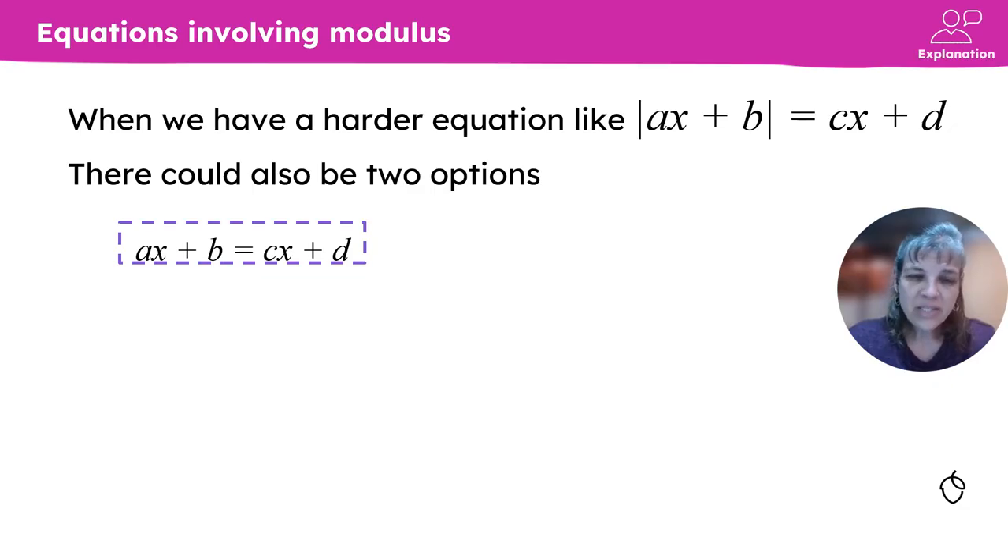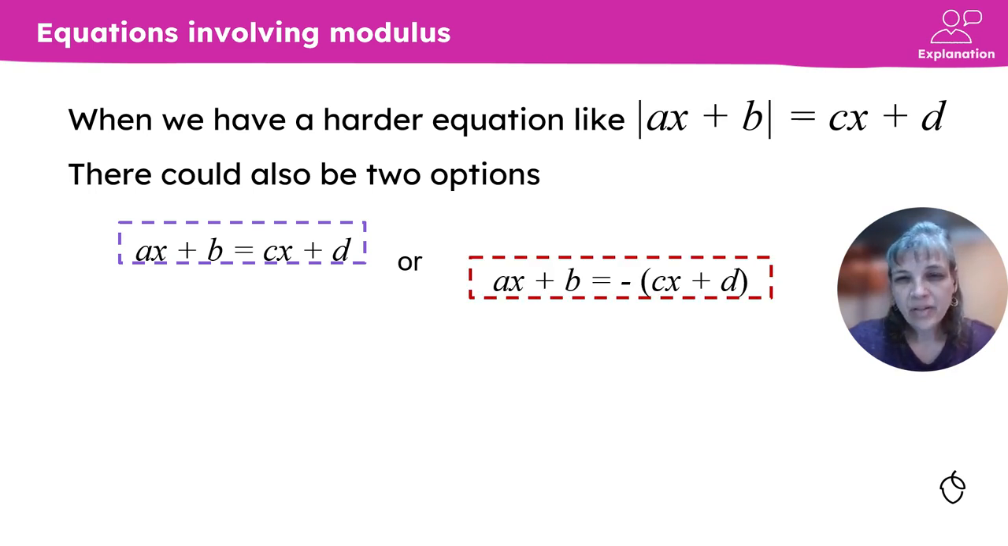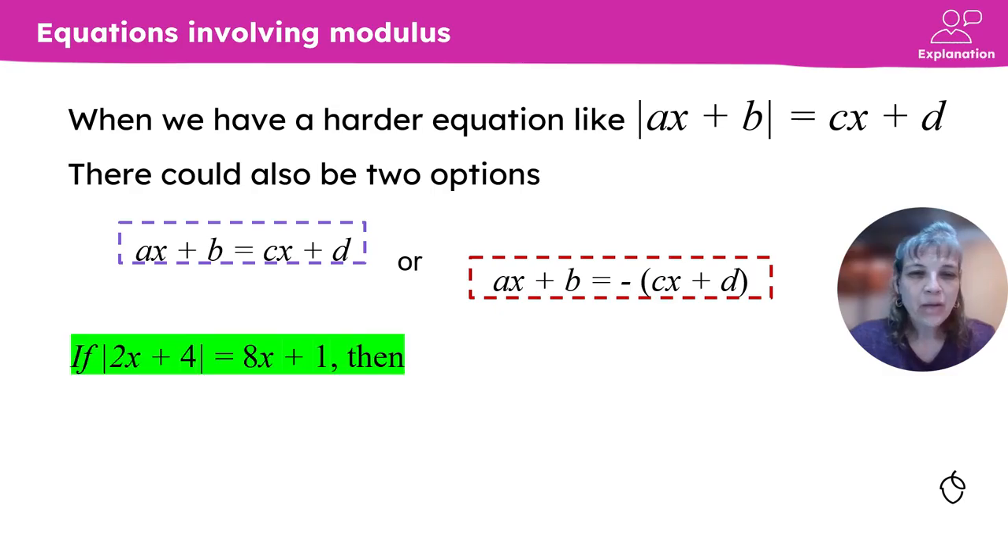Either what's in the modulus equals the positive of the right-hand side, or what's in the modulus would equal the negative of the right-hand side. Now, whichever side it's on, it'll be true, but basically it could be positive or negative when you consider it was in a modulus. How will that look when we go to do some working with it? Let's try it out and see.